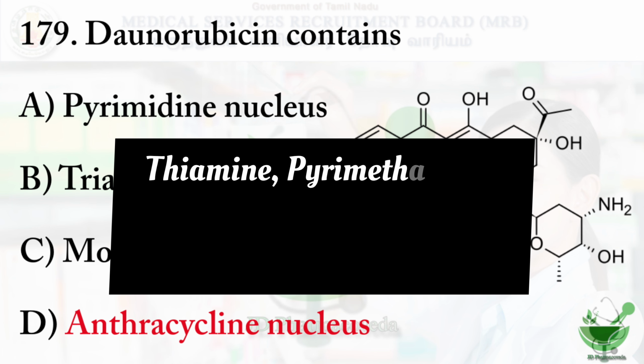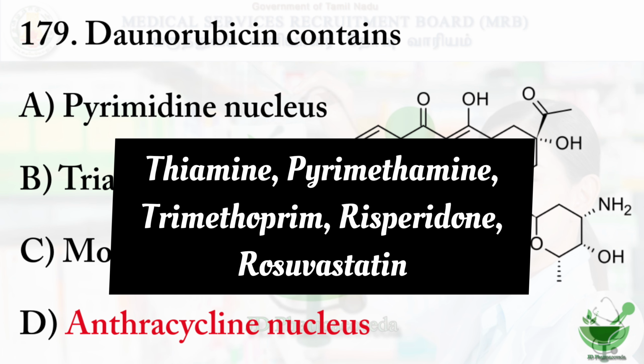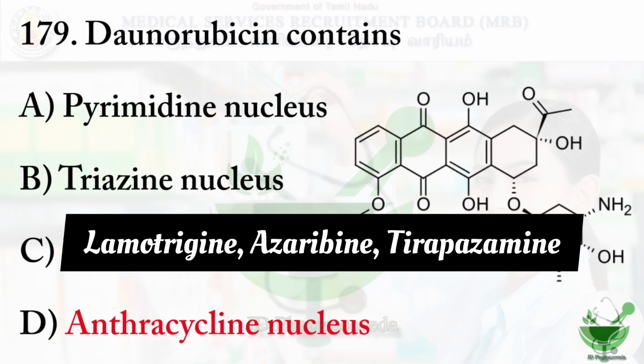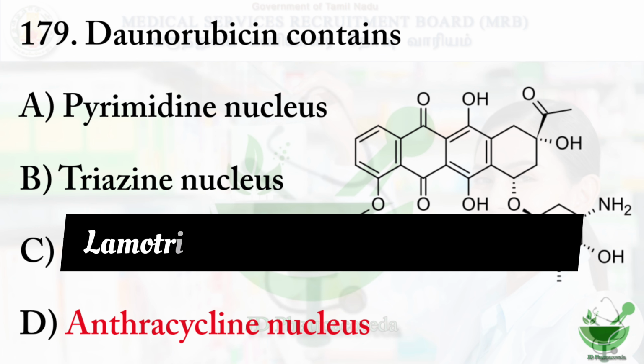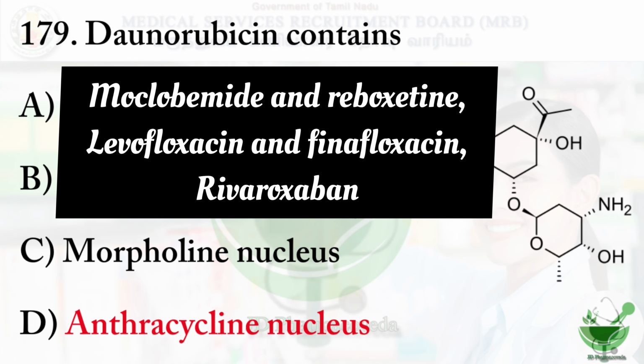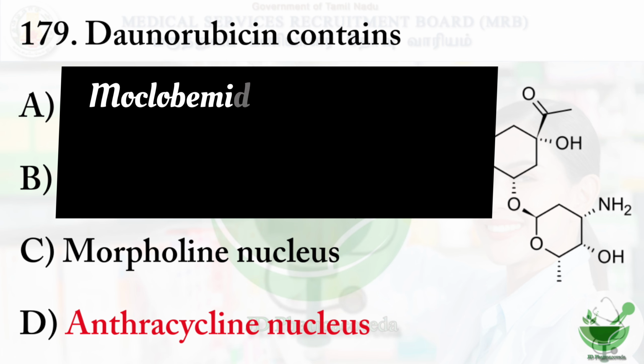Then pyrimidine nucleus: thiamine, pyrimethamine, trimethoprim, risperidone, rosuvastatin. And for triazine nucleus: lamotrigine, azacitidine, tirapazamine. Then for morpholine nucleus: moclobemide, reboxetine. These are antidepressant drugs. Levofloxacin and venlafaxine are fluoroquinolines, and rivaroxaban is an anticoagulant drug.